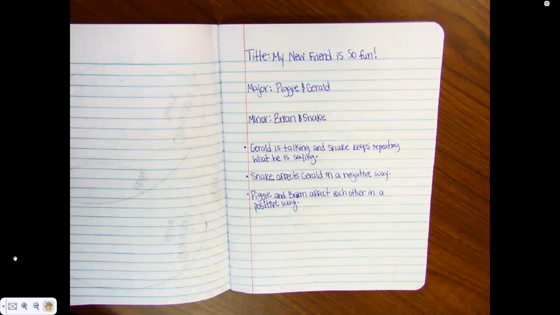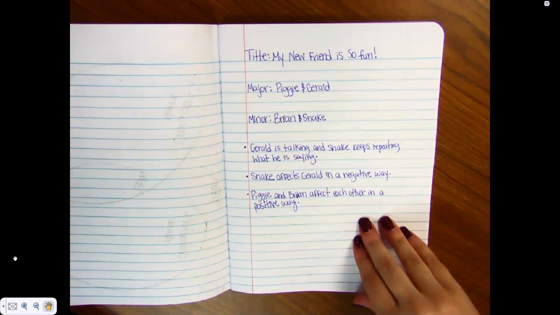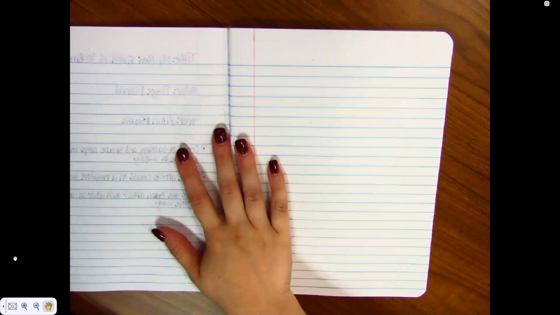Okay, so here's what you're going to do. For independent reading, we're going to keep it simple, because we're going to be working on this throughout the year. We'll be working on looking at how our characters are affecting each other. So get out your reading journal, because I want to make sure you have written down what I want you to do.